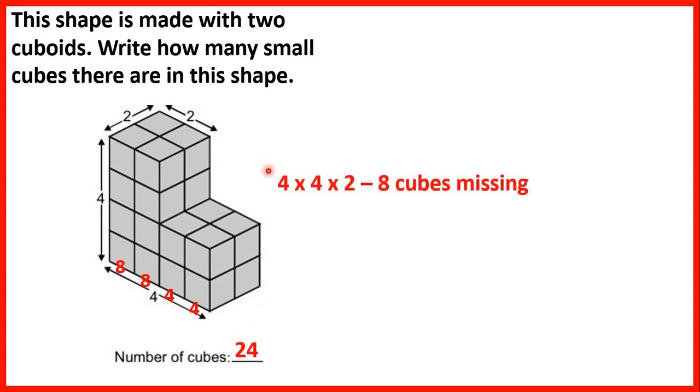The other way to work this out would be to work out the volume of the cuboid if it were complete. So we would have 4 times 4 times 2, but then there are 8 cubes in this bit here that are missing. 4 times 4 is 16, times 2 is 32, minus 8 is 24.